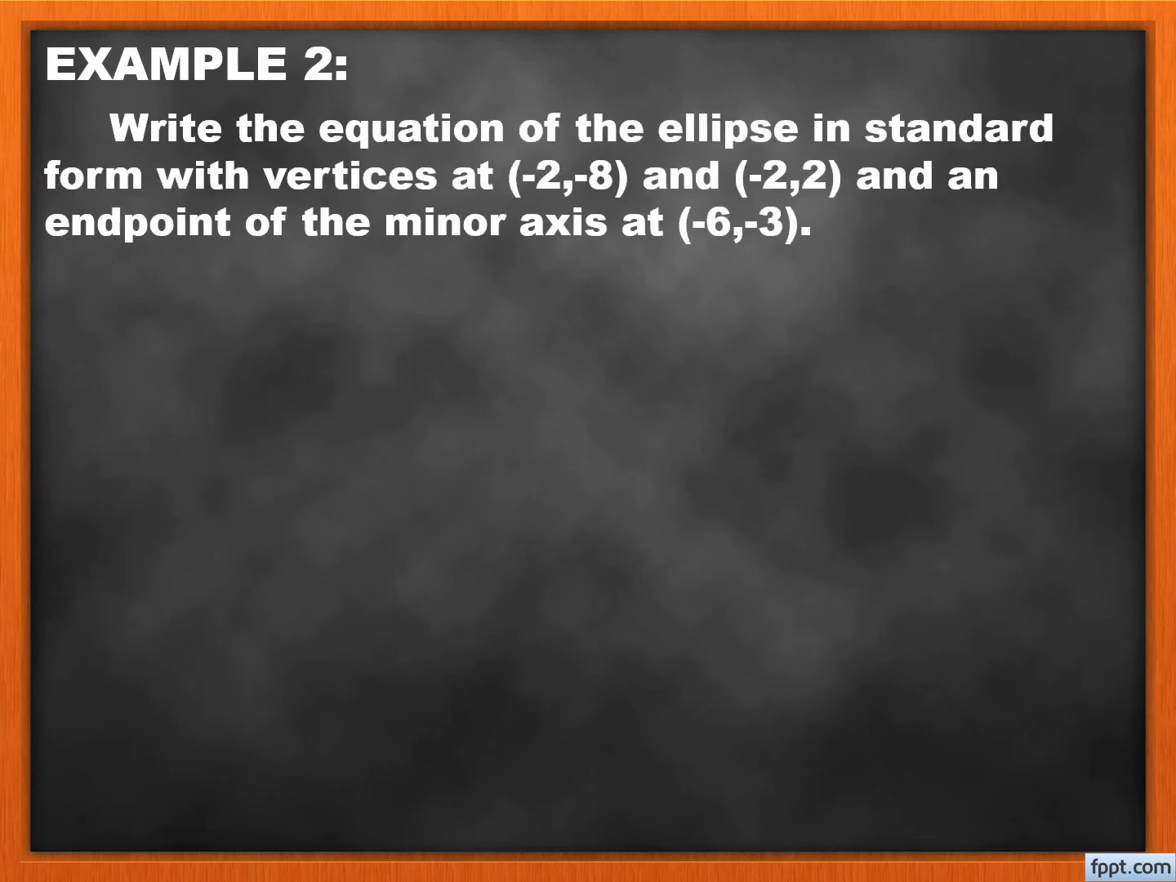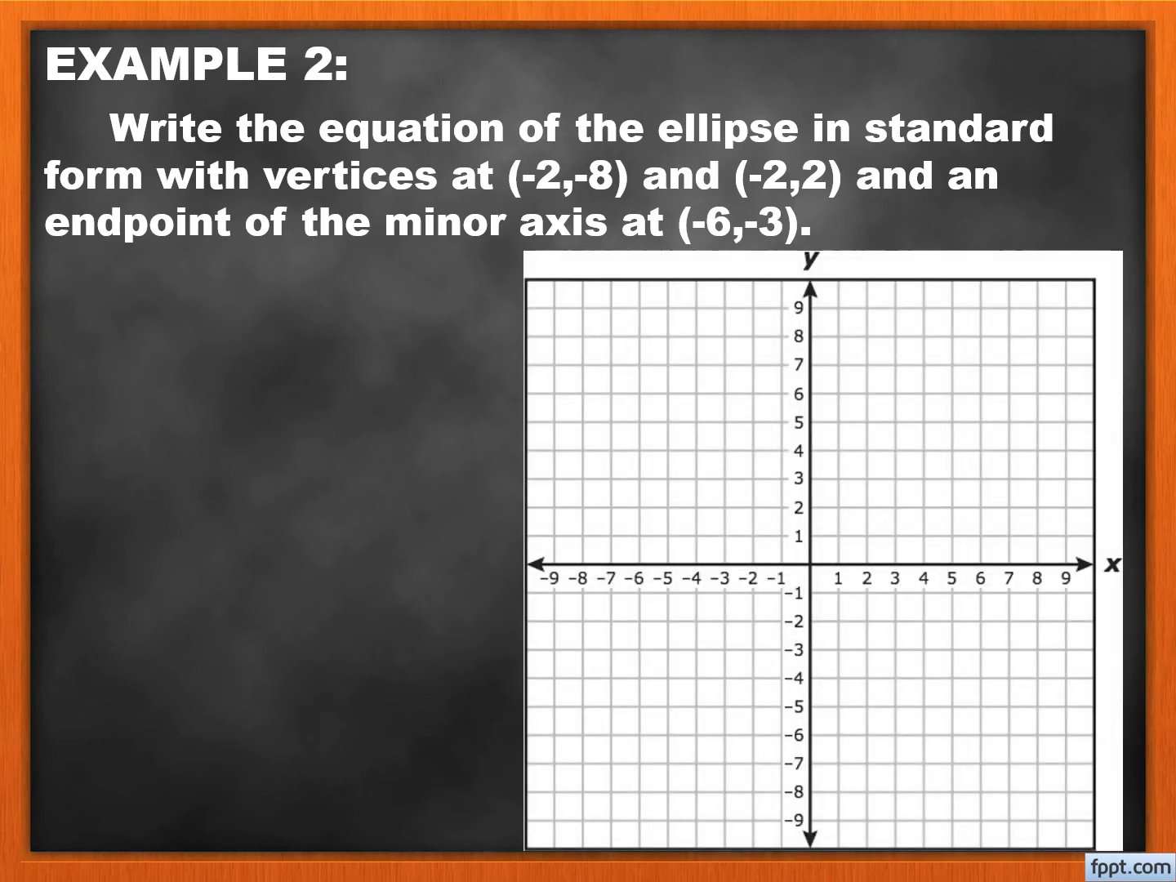Let us have the second example. Write the equation of the ellipse in standard form with vertices at (-2, -8) and (-2, 2), and an endpoint of the minor axis at (-6, -3). By graphing those points, (-2, -8) and (-2, 2) are the vertices, and one of the endpoints of our minor axis is at (-6, -3).